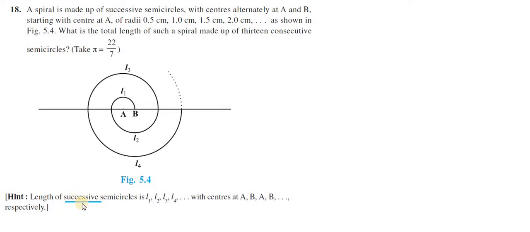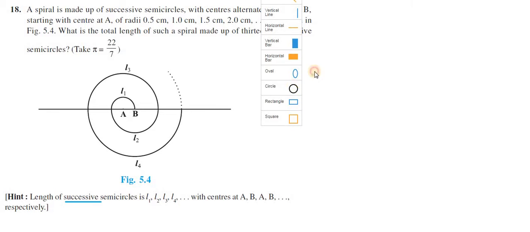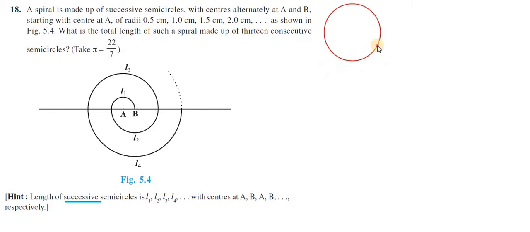So the lengths of successive semicircles are taken as L1, L2, L3, L4. Okay, everything is fine. We can see according to that. But what is the length? How to measure the length of the circle? It's very simple. So we know what the circumference of a circle is. This is nothing but the perimeter or the length of the circle.